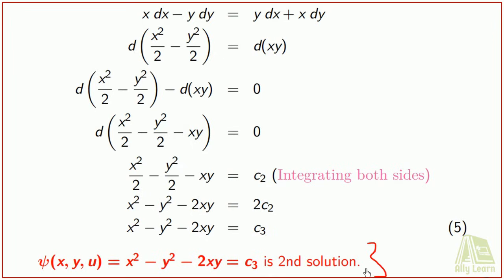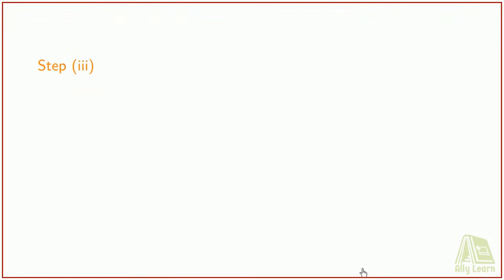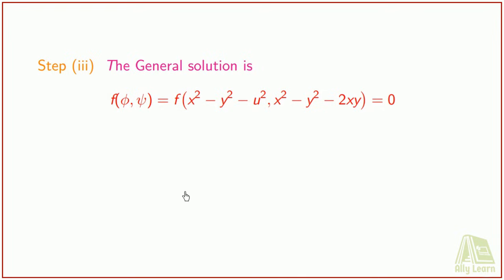So now I can write my general solution. So my general solution is f of phi, psi, which equals f of x square minus y square minus u square, comma x square minus y square minus 2xy equals 0. So this is my phi, this is my psi. So this is my general solution where f is an arbitrary function. So with this, my first step is over. I got my general solution using the Lagrange's method.